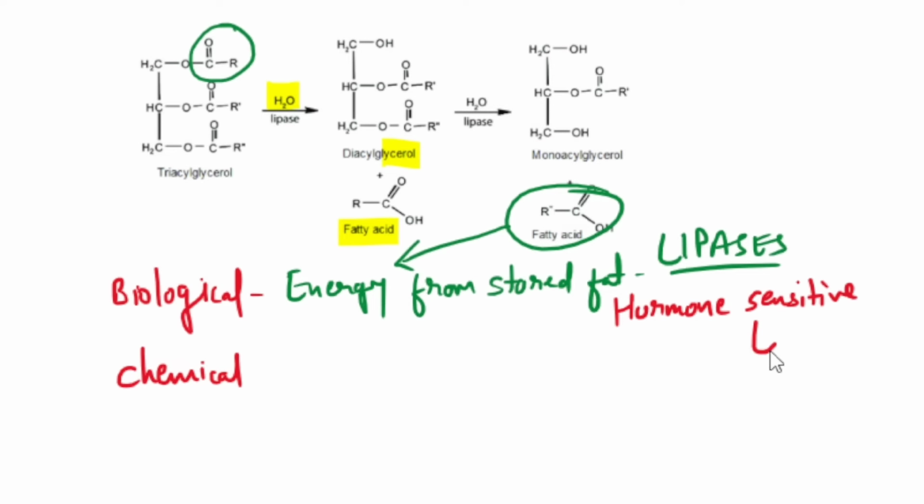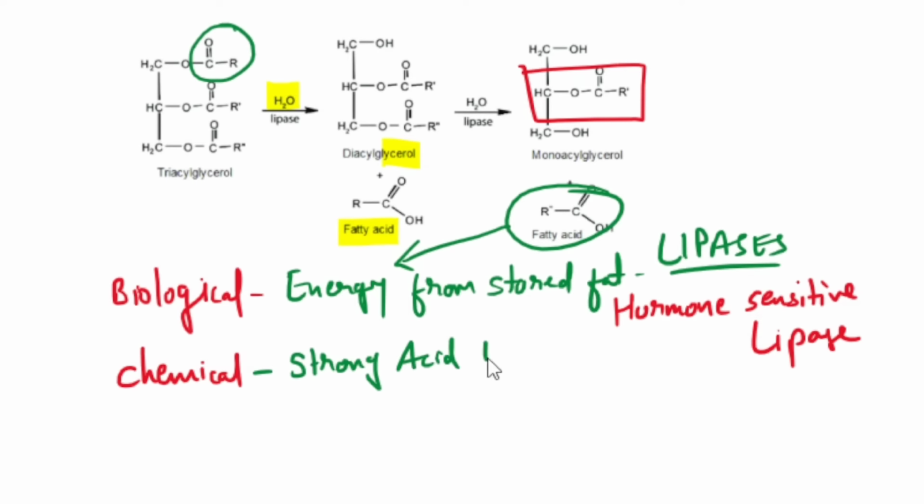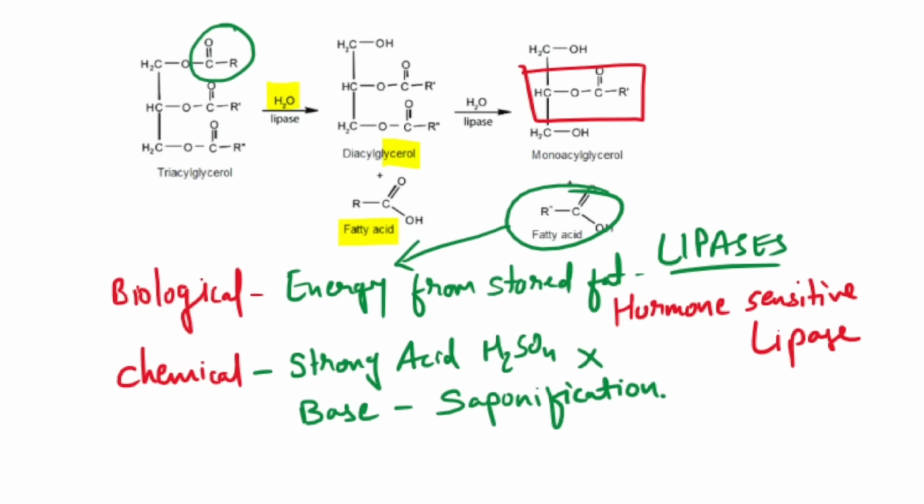Hormone-sensitive lipase breaks down triacylglycerol in adipose tissue. But mind well, hormone-sensitive lipase cannot break the fatty acid at the second carbon of glycerol. Next is chemical hydrolysis. First, acid hydrolysis. Strong acids like sulfuric acid can be used to hydrolyze triacylglycerol. This process is efficient but can lead to degradation of fatty acids. Next is base hydrolysis. This process is also known as saponification, that we will see later in this video.